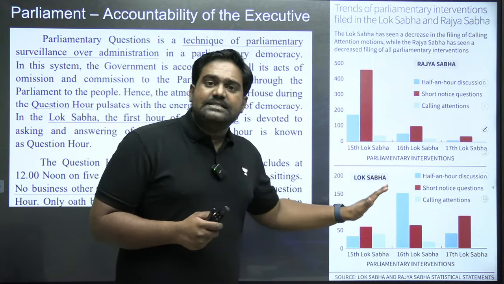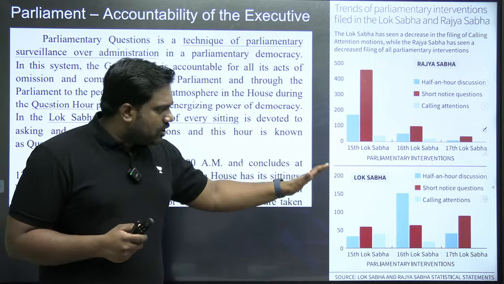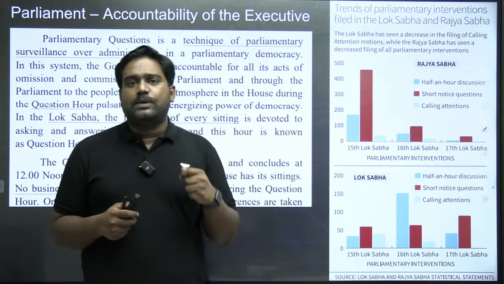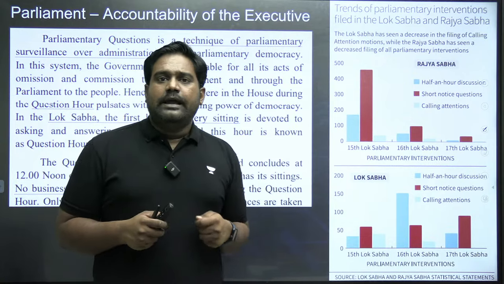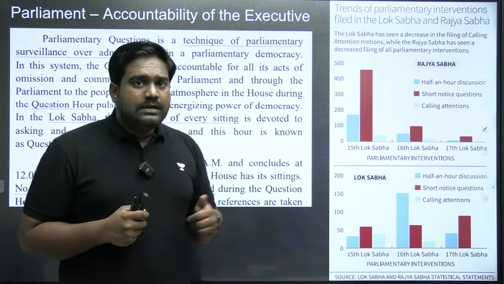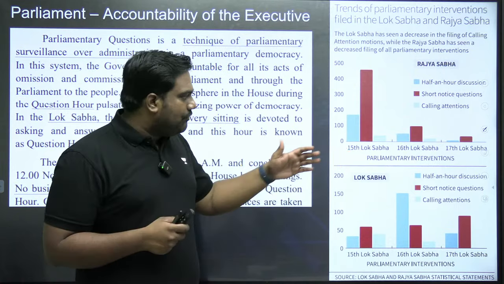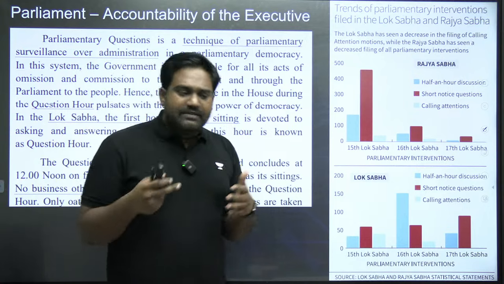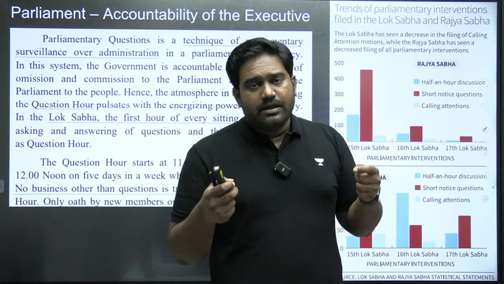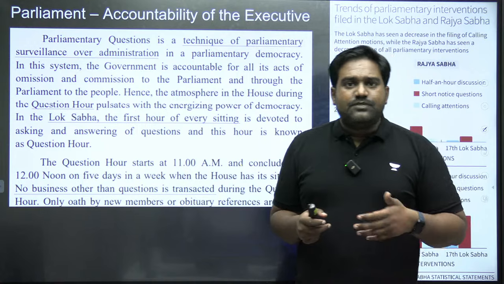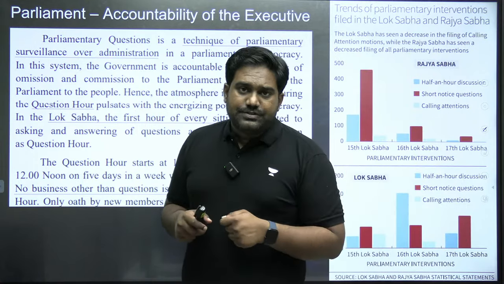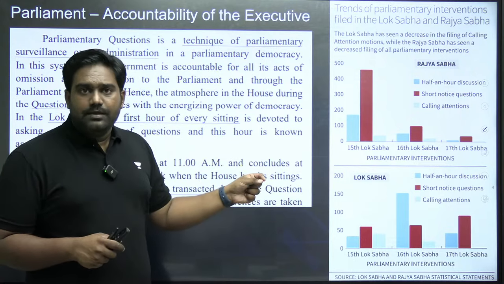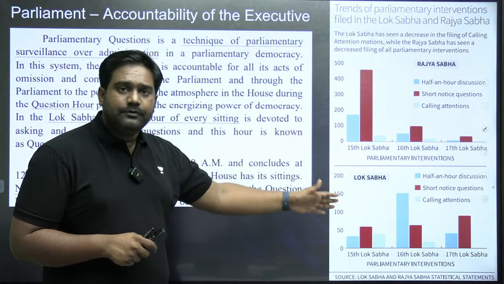So the writers are presenting some data based on data provided by the Lok Sabha and Rajya Sabha, depending on the number of questions that were asked, the number of discussions that were held, the number of motions that were admitted. They are comparing the productivity of 15th, 16th and 17th Lok Sabha. Recently, 17th Lok Sabha has concluded its last session as we prepare for the upcoming general elections. So the writers are pointing out that there is a disturbing trend that you can observe here. Please look at the graph.